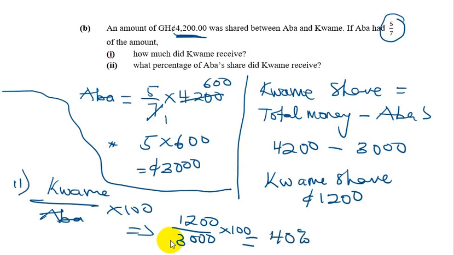So that is the II, and this will be for I. This part was not asked to find, but if we did not find that, we wouldn't have gotten Kwame's share. So it's very, very important.